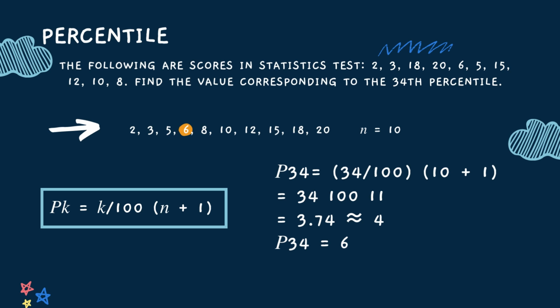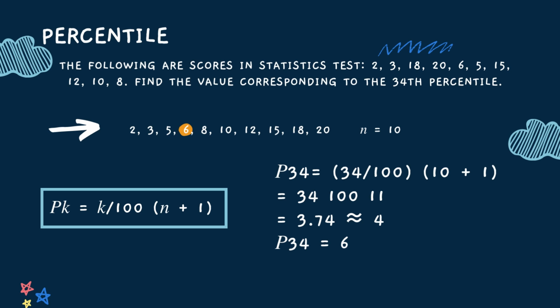So the fourth place or fourth position in this data, which is arranged already, is number 6 as highlighted here. Let's try to count it again just to make sure. 2 is the first value, 3 is the second value, the third position is number 5, and then the fourth position is number 6. So we have the value of P34 as 6. So that's the number.